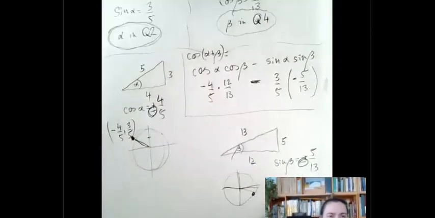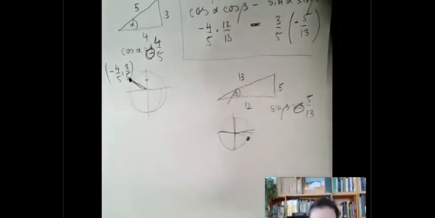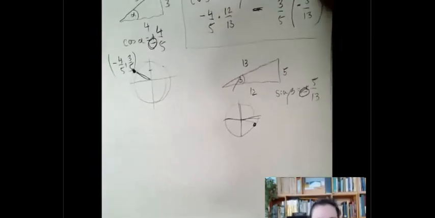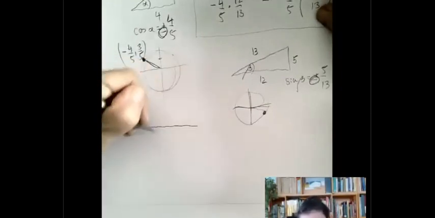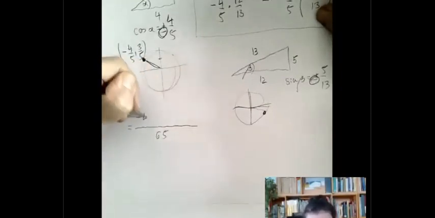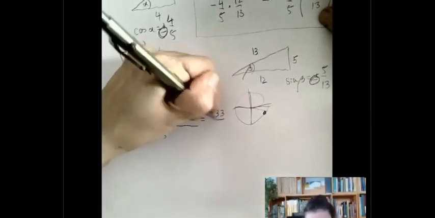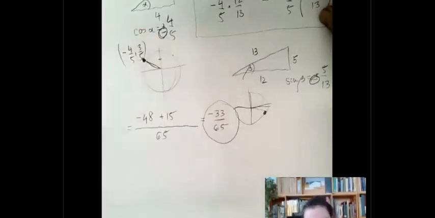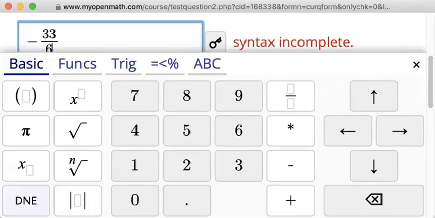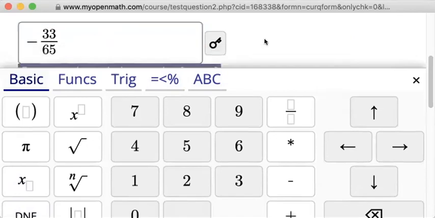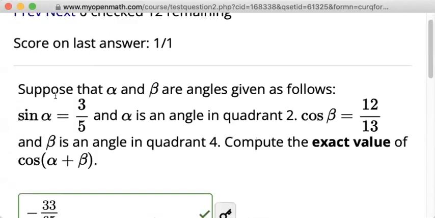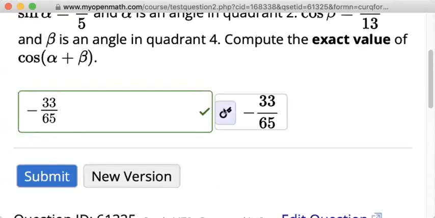And no matter how bad the numbers are, the denominator will always behave kind of nicely. It's always going to be nice numbers after rationalization. And it's always the same too. So what we have is the common denominator is 65. And we have negative 48 plus 15, which is negative 33/65. And that's the answer. And we got it right.